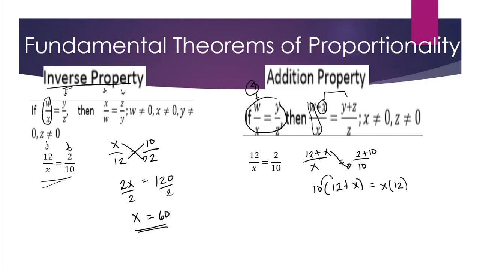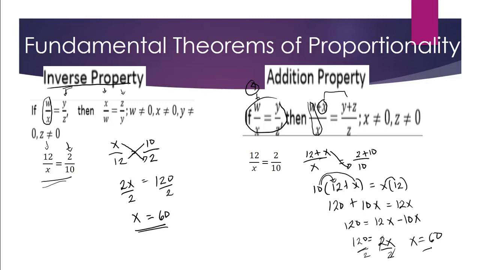You are going to do distributive property. 10 times 12 is 120 plus 10 times x, that is 10x, is equal to 12 times x is 12x. Using addition property of equality, we have 12x minus 10x. We have 120 here. So if you simplify, that would be equal to 2x. Yes, 12x minus 10x is 2x, and then we have 120 here. Dividing both sides by 2 again. Cancel this out. So x is equal to 120 divided by 2 is 60. So if you are going notice, ganun pa rin. X is equal to 60 by using addition property.